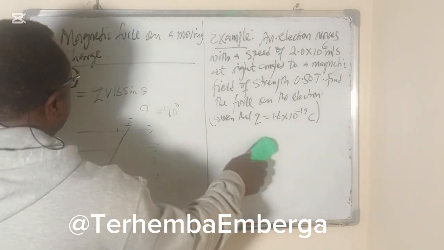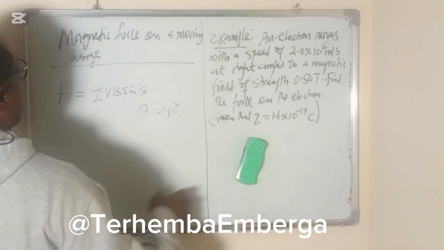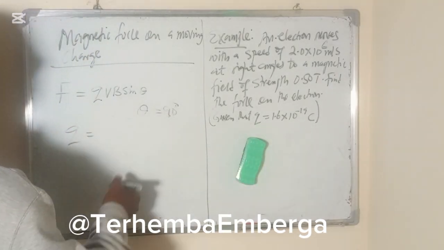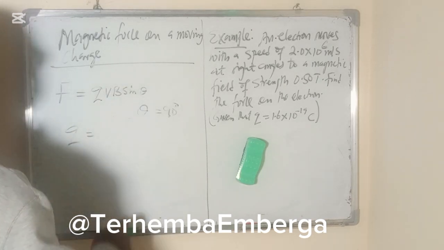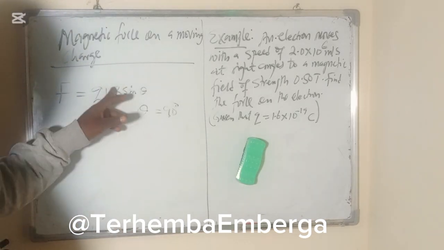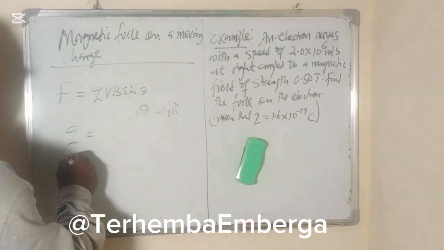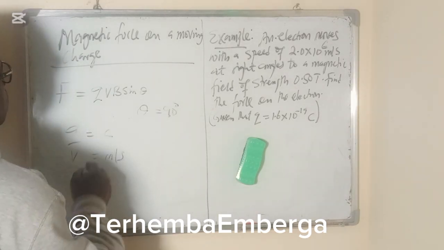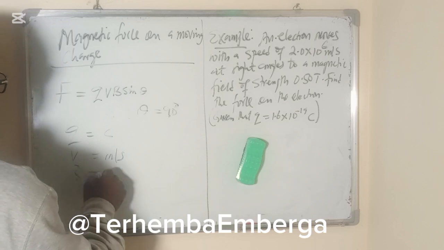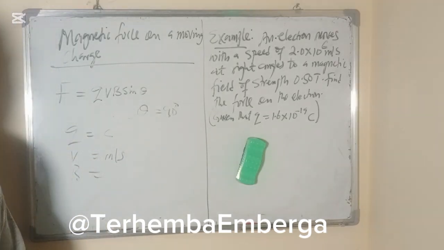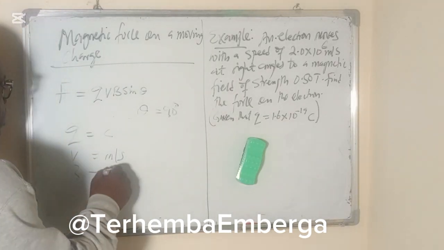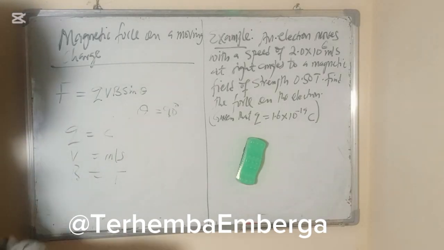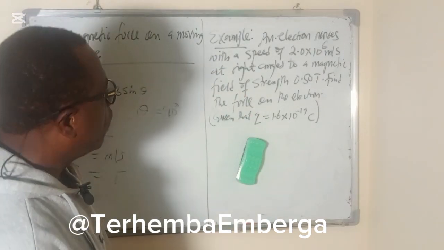So at this point, we'll now say that Q is the charge, what we call the electronic charge, V is the velocity, and B is the magnetic field intensity. Velocity is in meters per second, charge in coulomb, and B is the magnetic field intensity in Tesla. Theta is in degrees. So we have a problem here to solve.